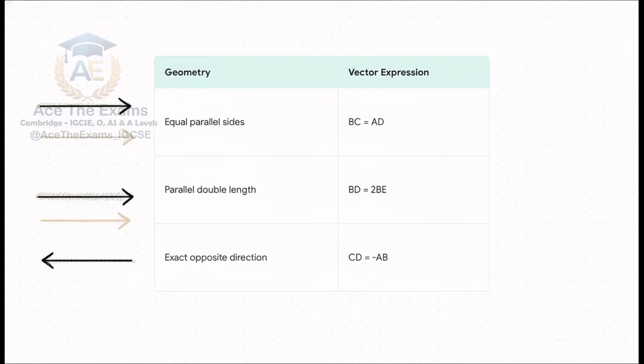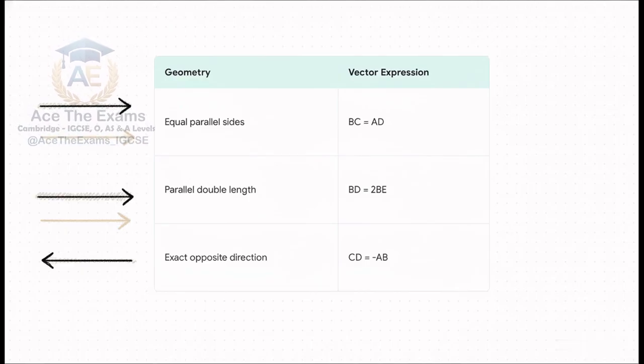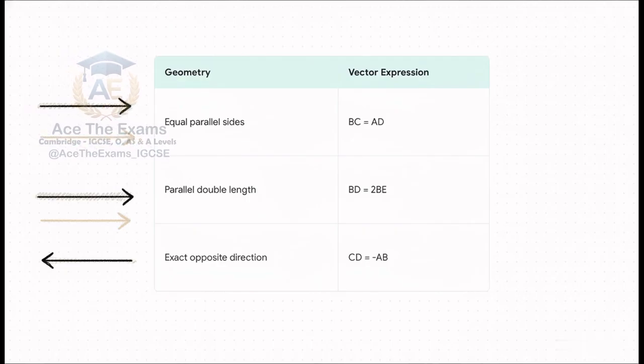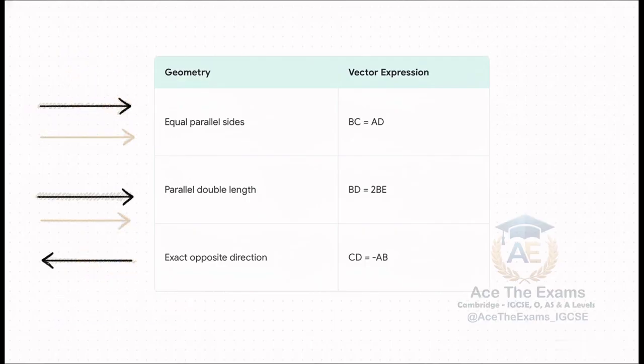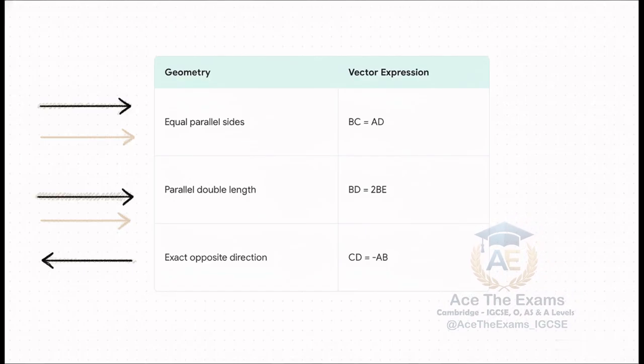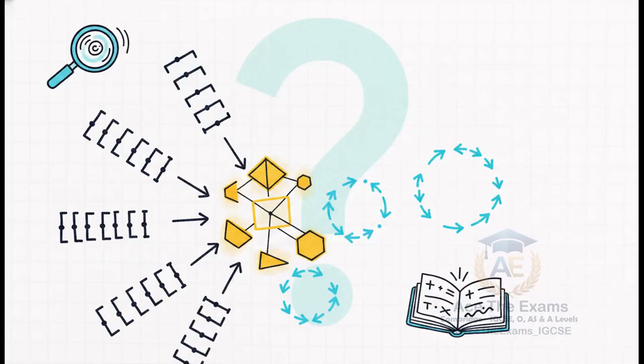What if we have a diagonal line that is perfectly parallel to another line, but it's exactly twice as long? Well, a line BD that is twice as long as BE is just written as 2BE. And if we need to describe a line running backwards along a known path AB, it's simply minus AB. Suddenly, solving a massive, complex shape isn't about using a protractor and measuring angles, it's literally just substituting simple algebra. It really shifts your perspective, doesn't it?